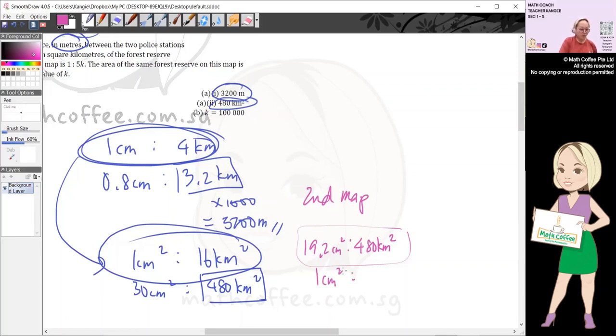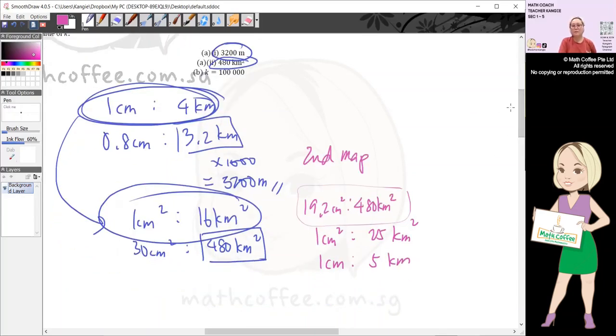So 480 divided by 19.2. See, I tell you already, every time we do that, it can become a perfect square. The question is always designed this way, I tell you. Okay, then after that, now you can square root. So you square root 1 cm square, it becomes 1 cm. Square root 25 will just become 5 km.